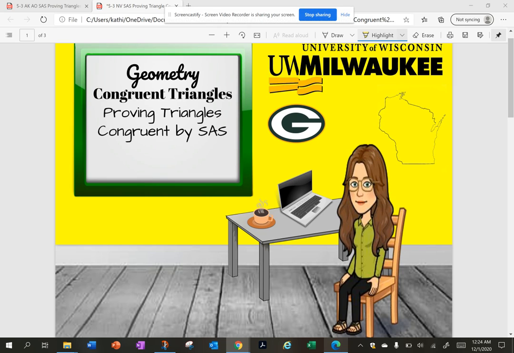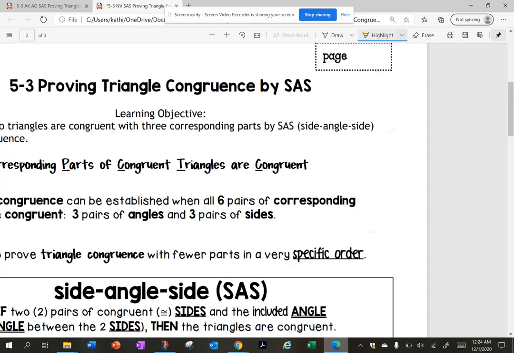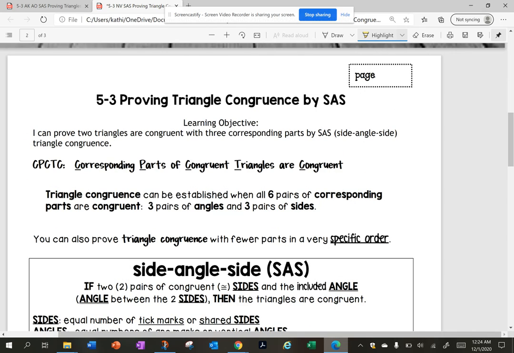Today's lesson is proving triangles congruent by side, angle, side. My learning objective for today is I can prove two triangles are congruent with three corresponding parts by side, angle, side triangle congruence. Let's start with some vocabulary. We have something called CPCTC, which represents corresponding parts of congruent triangles are congruent.